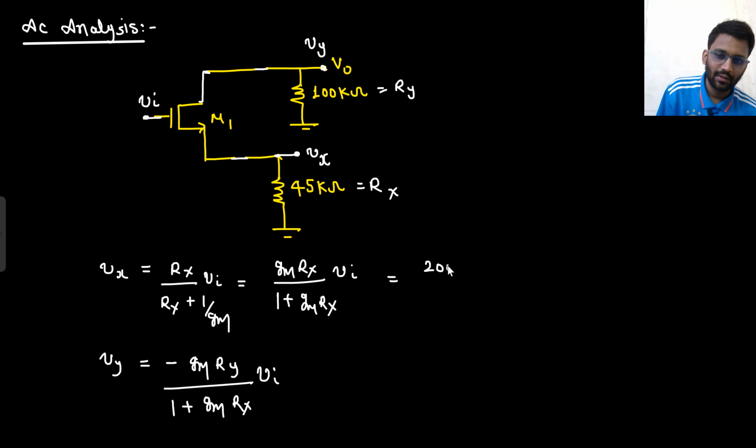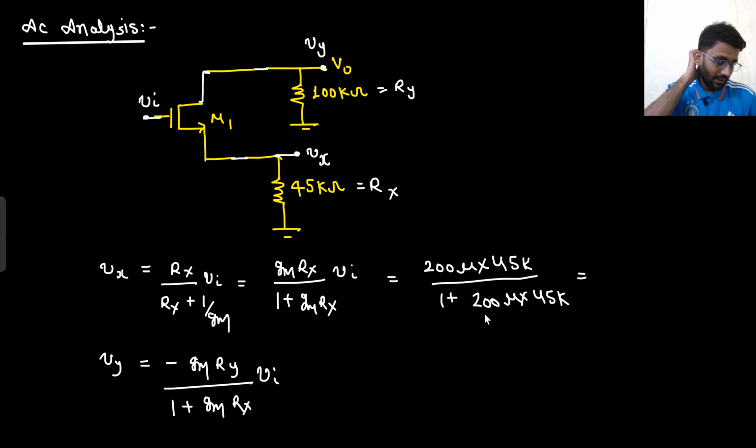So what will be the answer? 200 micro into Rx, which is 45 kilo, upon 1 plus 200 micro into 45 kilo. If you solve it, what do you get? This would be 10 to the power 3, 10 to the power minus 4, into Vin. So let's check it out. The lower one will be 9, 10 to the power minus 4, 10 to the power 9. And that one, 0.9 V. This you will get is 0.9 V.